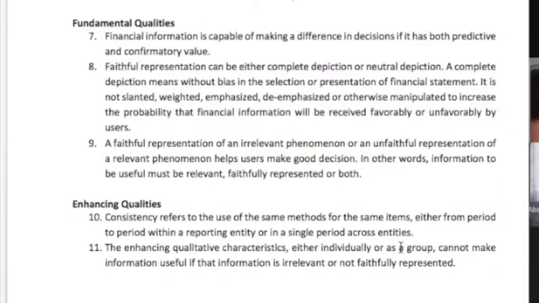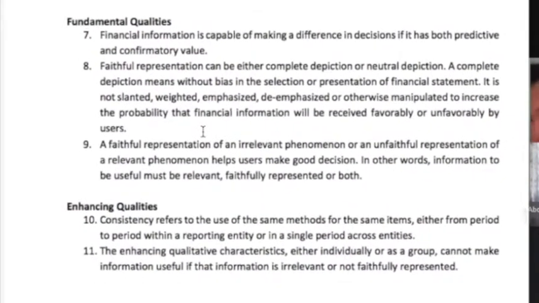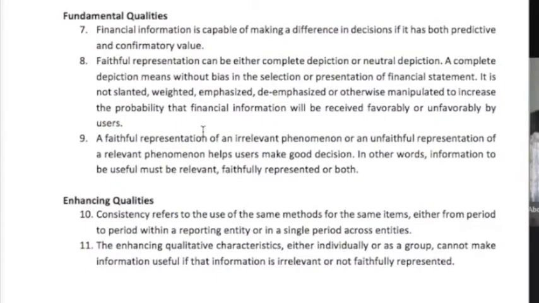Okay? Number 8, faithful representation can be either complete depiction or neutral depiction. A complete depiction means without bias in the selection or presentation of financial statement. It is not slanted, weighted, emphasized, de-emphasized, or otherwise manipulated to increase the probability that financial information will be received favorably or unfavorably by users. False, sir, because it should be neutral depiction and not complete depiction. So that's correct. Number 8 is false.